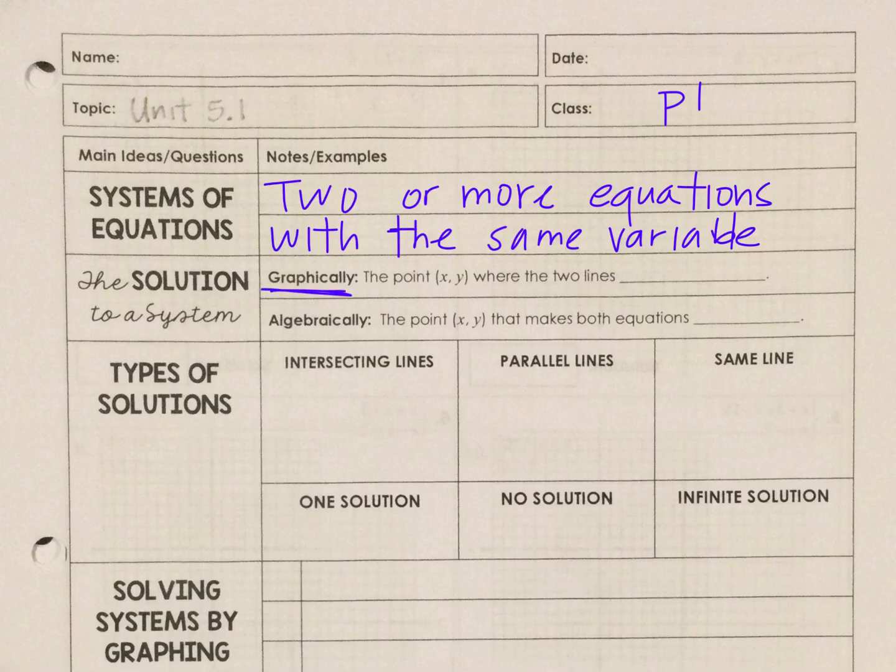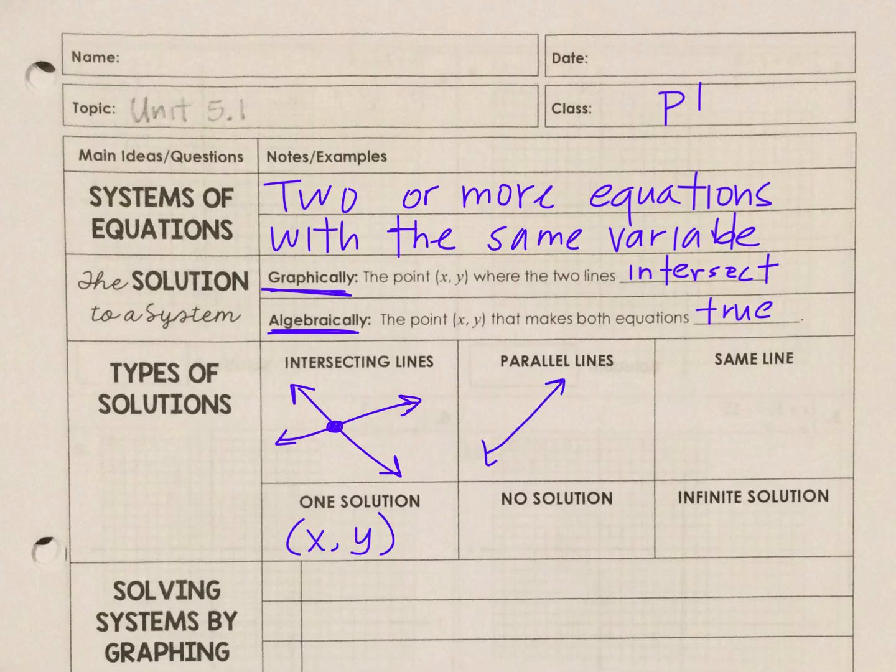We can do it with a graph, and it's the point where the two lines intersect or they cross. Or we can do it algebraically, and it's the point that makes both equations true. So, a system of equations is when I have equations that make two lines, and where those lines cross is my solution, and it'll always be a coordinate on the graph.